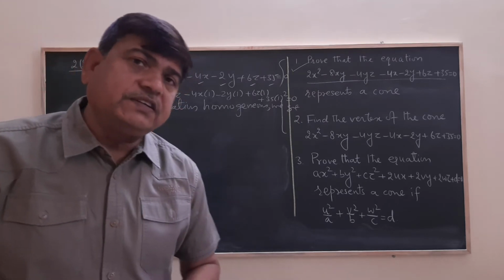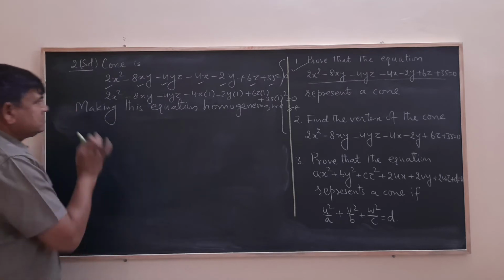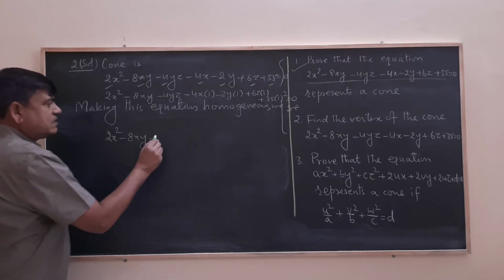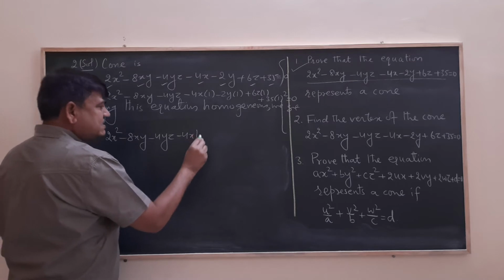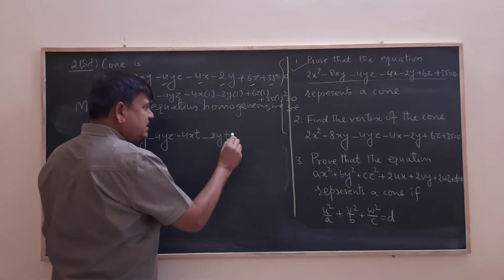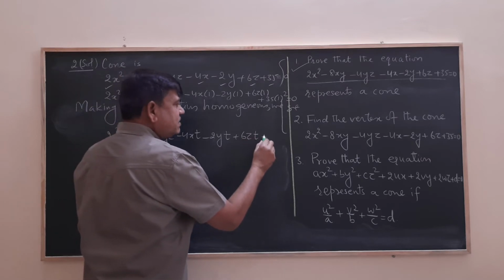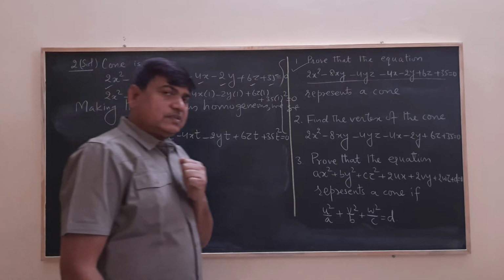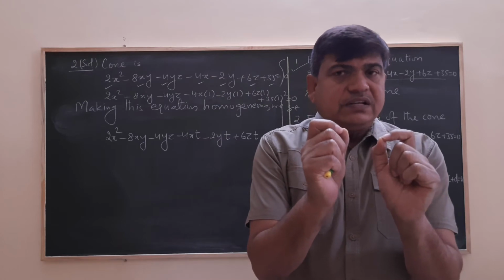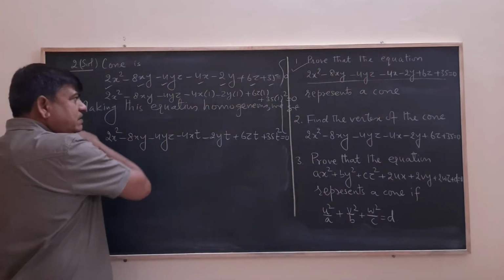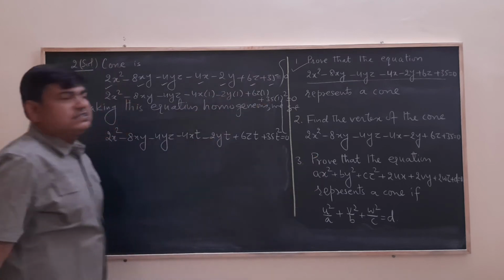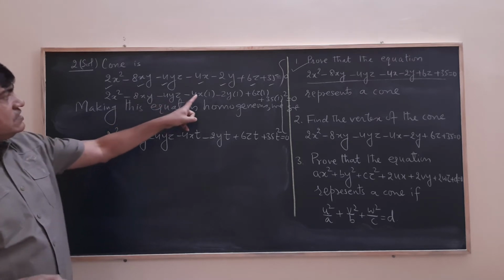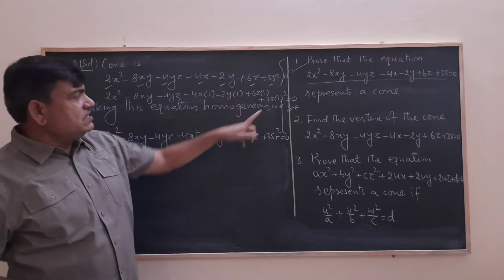कल मैंने आपको एक्सप्लेन किया था. Now instead of 1 I use some parameter. Let us suppose I use parameter t, and it is 2x² − 8xy − 4yz − 4xt − 2yt + 6zt + 35t² = 0. T is a parameter. Using t, we made the given equation homogeneous. You can write the answer straight away. लेकिन मैंने आपको समझाने के लिए फर्स्ट डिग्री टर्म था, इसको मैंने लिखा, 1 को मैंने t से रिप्लेस कर दिया.